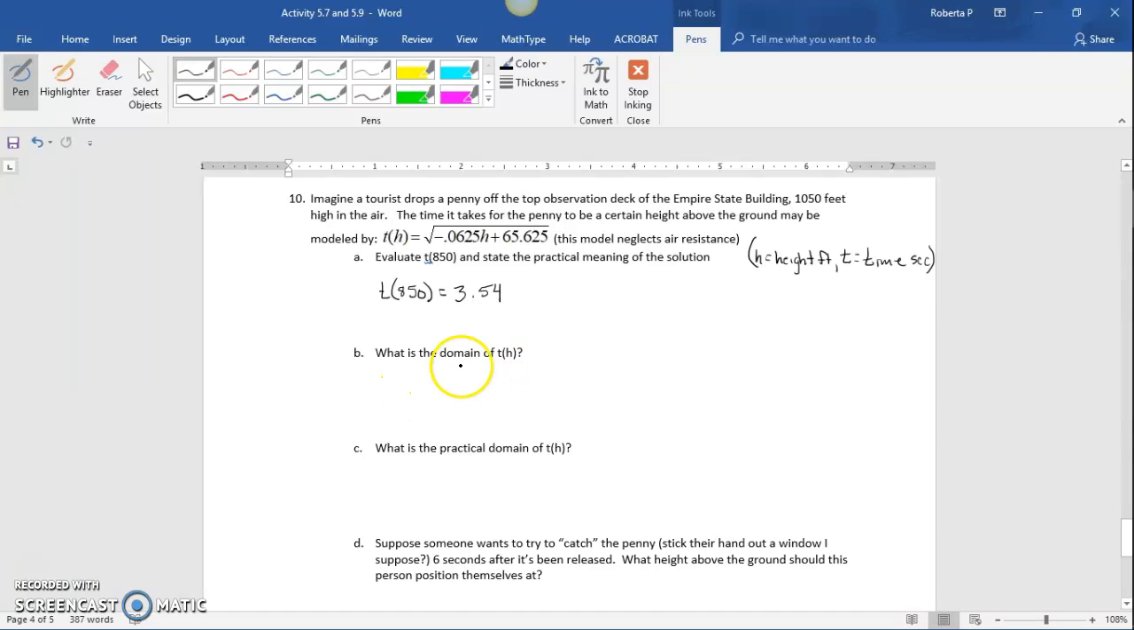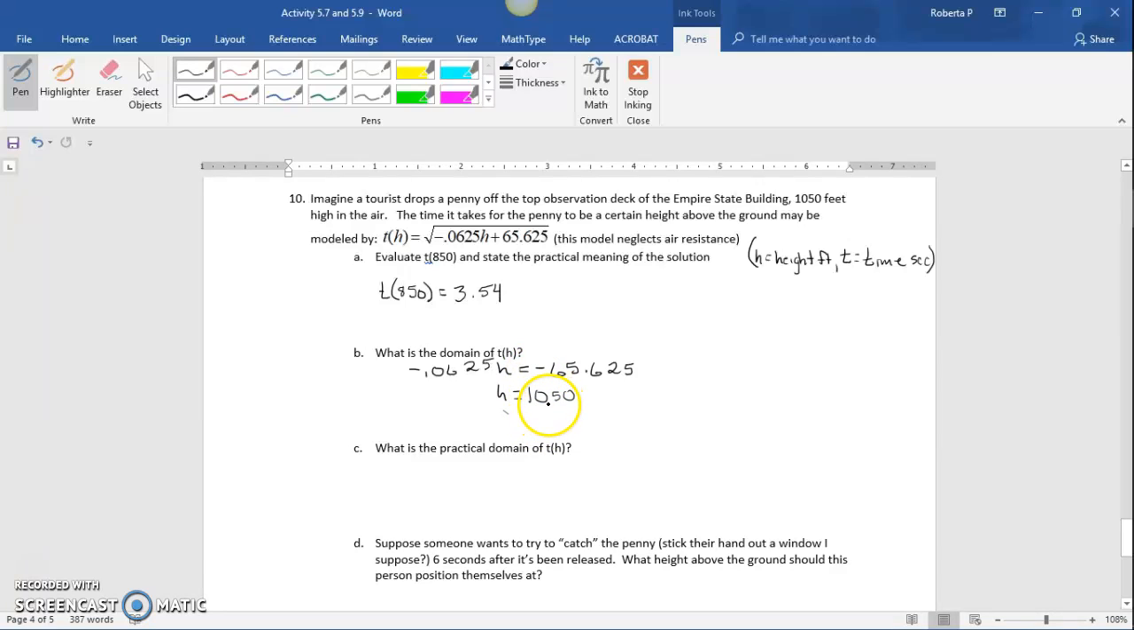What is the domain? So we want the full domain, and so again, this is a square root, so we're concerned about when the part underneath the square root sign is positive. So we want to know when this is going to be equal to, since this is negative, we want this to be negative 65.625. So, because this answer is going to be positive when I divide, and h equals, so when this is going to be 0, we know that that's at 1050.